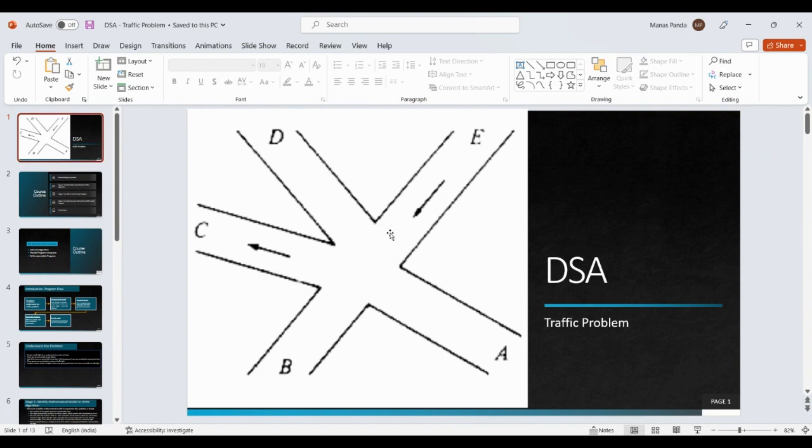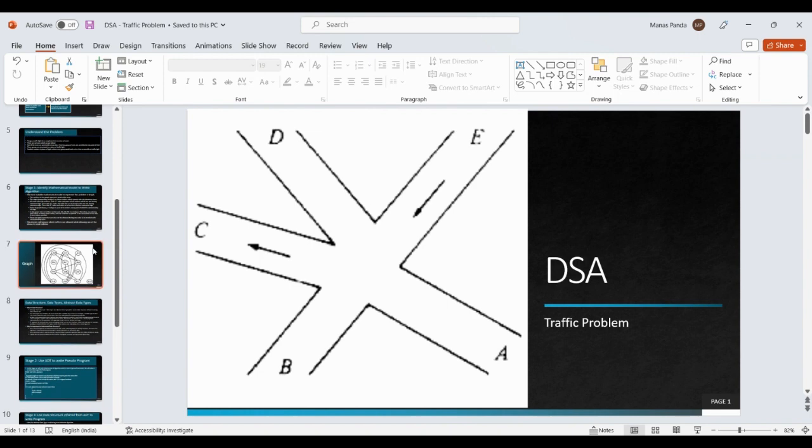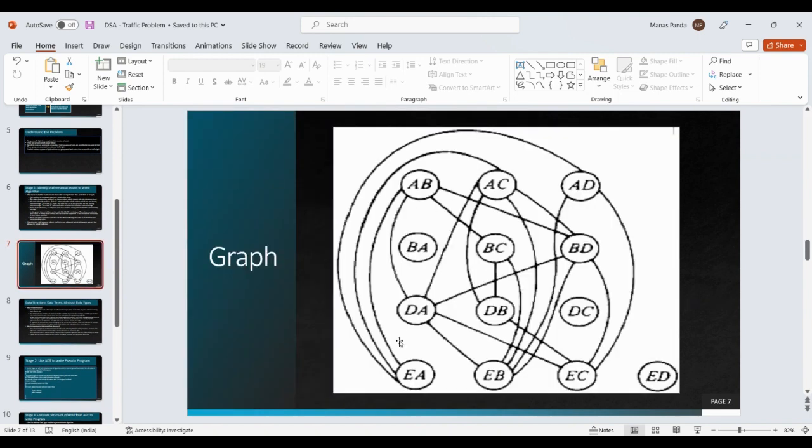AB is allowed, EA and DA is not allowed. The reason being that the traffic is coming this way, A to B, like this. This is right side, A, B. So that time definitely we will not allow E to A or D to A. Similarly, other things are there. You can look at the graph. AB is allowed, so EA is not allowed. DA is not allowed. Similarly, BC is not allowed, and BD is not allowed.